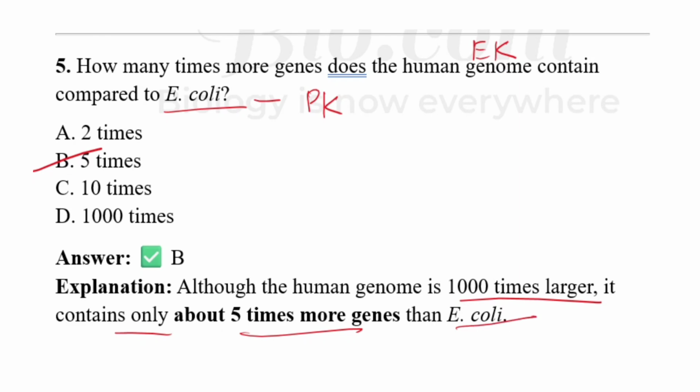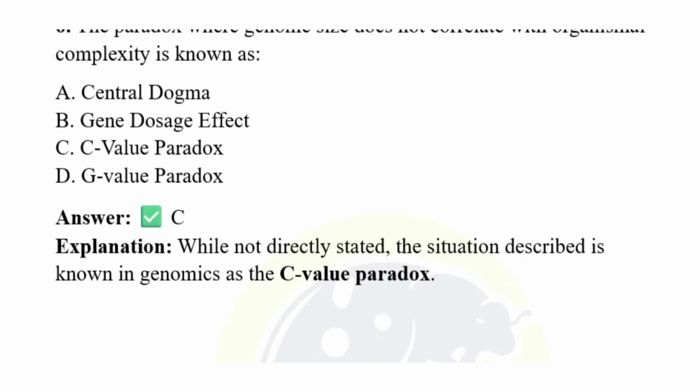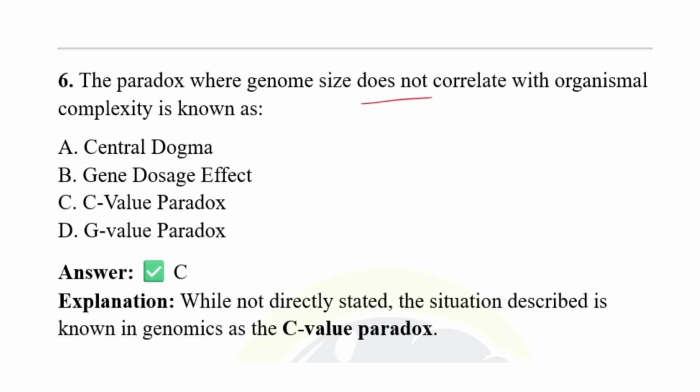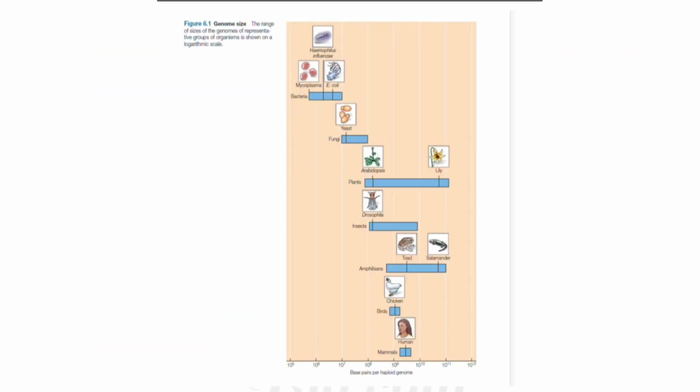Now next question. The paradox where genome size does not correlate with organism complexity is known as the C-value paradox. So this is a term used when there is a lack of correlation. So now moving on to the next question. You can see this diagram, the range of sizes of the genomes of representative groups of organisms as shown on a logarithmic scale.